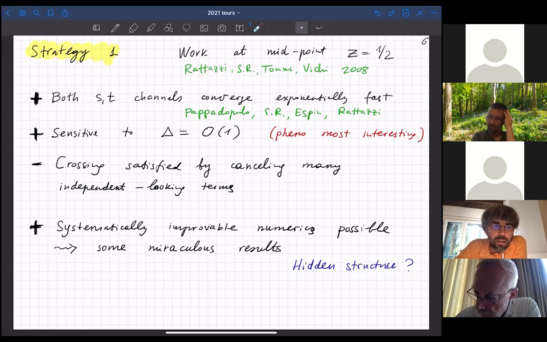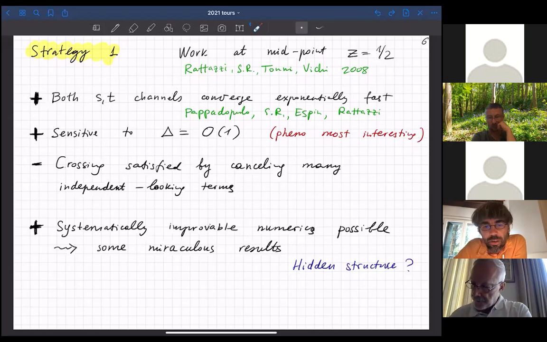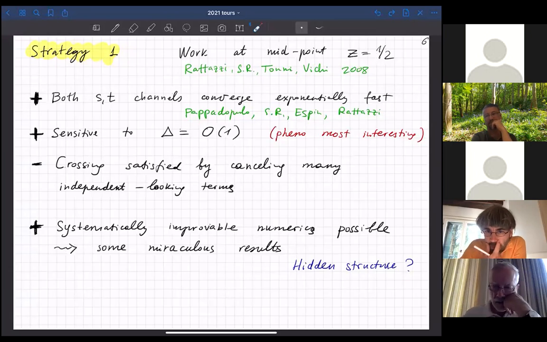But if you say, okay, I just want to understand what's going on, then you might still work numerically, and this is going to be possible. And it's going to be systematically improvable. So you can push to higher and higher expansion around the z equal 1/2 point. It's not difficult. The higher you push, the stronger the constraints are going to be.